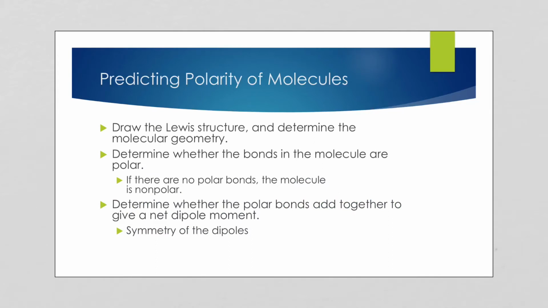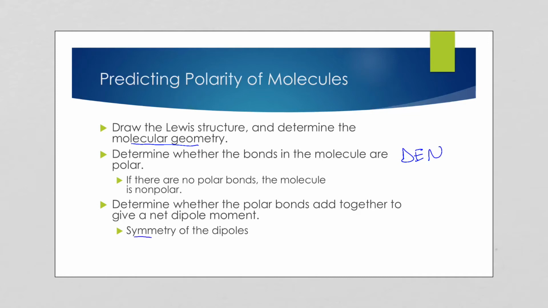So how do we go about predicting the polarity? Well, first, of course, we have to start with the Lewis structure and use VSEPR to give us the geometry. So we need the geometry. We have to determine whether it has polar bonds, so again, we're going to use difference in electronegativity to do that. Now, of course, if there's no polar bonds, then the molecule is automatically nonpolar and we can sort of stop at that point. But if we do have polar bonds, then we have to determine if the polar bonds or the dipoles add together to give a net dipole or if they cancel each other out.